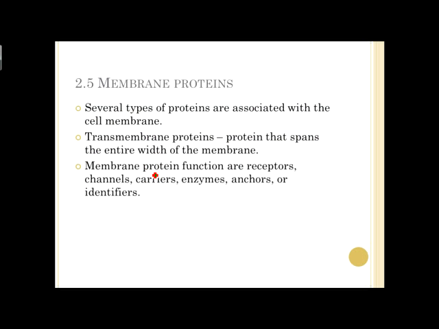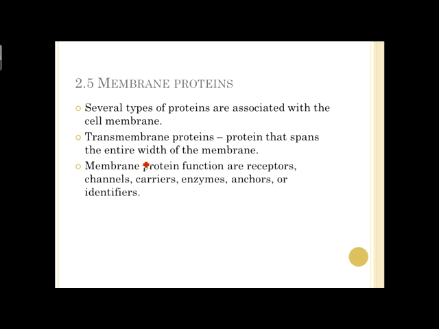Membrane proteins. Several types of proteins are associated with the cell membrane. We have transmembrane proteins, proteins that span the entire width of the membrane. We have membrane protein functions. Membrane protein functions are receptors, channels, carriers, enzymes, anchors, or identifiers.